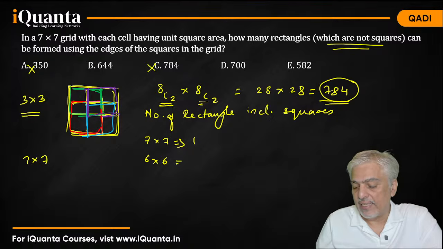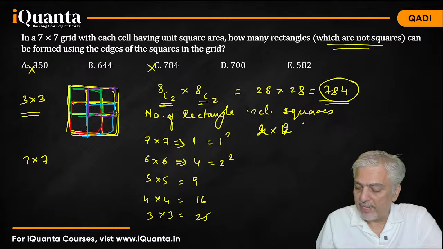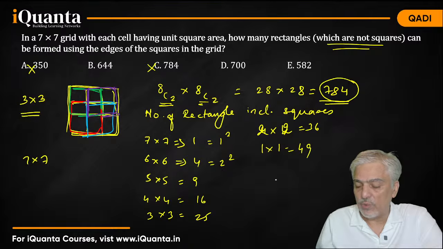6 by 6 I'll have 4 squares, so this will be 1 square, 2 square. 5 by 5 I'll have 9 squares, which is 3 square. 4 by 4 I'll have 16 squares, 4 square. 3 by 3 I'll have 25 squares. Sorry, 2 by 2 I'll have 36 squares, and 1 by 1 I'll have 49 squares.